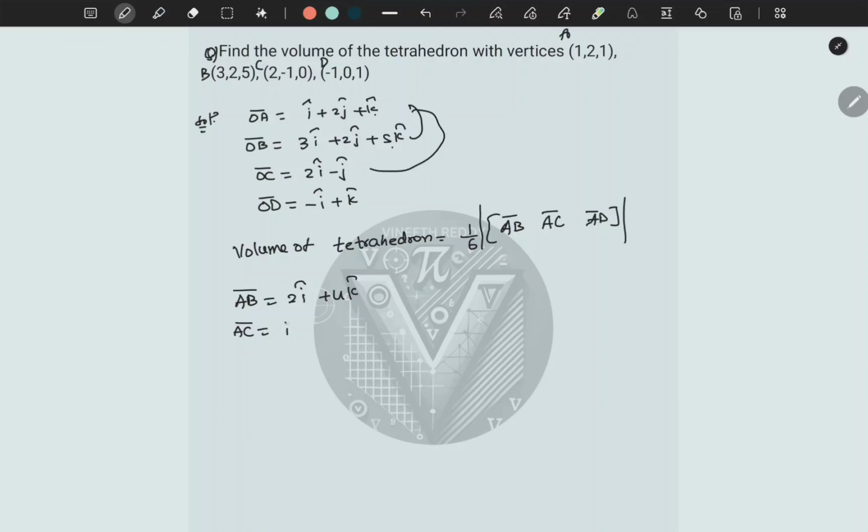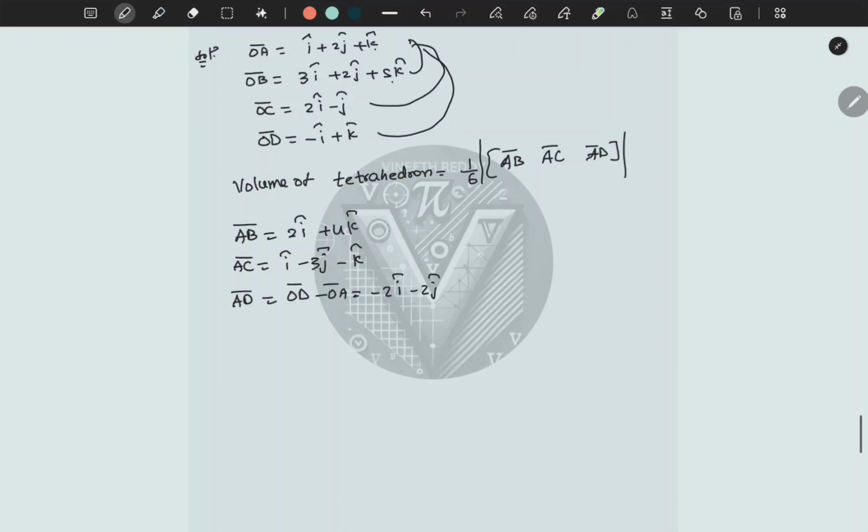Again 2i cap minus i cap is plus i cap, minus j minus 2j is minus 3j, 0 minus k is minus k cap. And next is AD vector, that is nothing but OD minus OA. So minus i is minus 2i, 0 minus 2j is minus 2j, k minus k is 0. So ultimately box of AB, AC, AD will be determinant of now 2, 0, 4, 1, minus 3, minus 1.